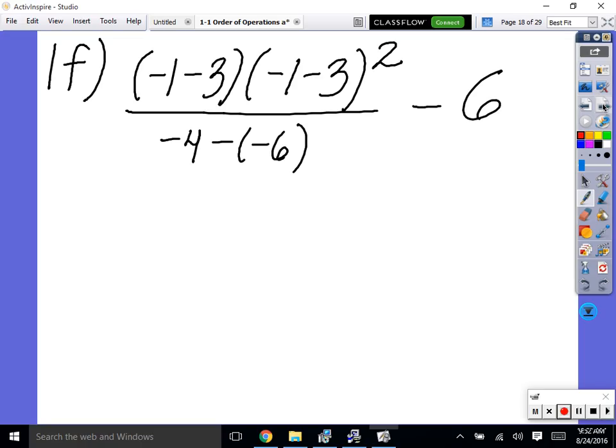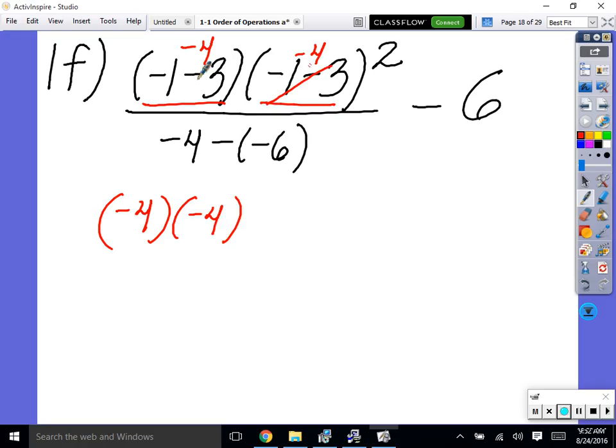Okay. So we simplify inside parentheses. Let's simplify this. Negative 1 minus 3. Isn't that negative 4? Yeah? Now inside parentheses, don't we have a negative 3 minus 3, which is also negative 6, right? But that negative 4 is squared on top. So I'm going to keep going with the top. Let's keep simplifying the top. So we have negative 4 times negative 4 squared.